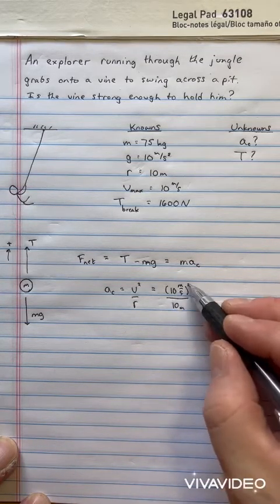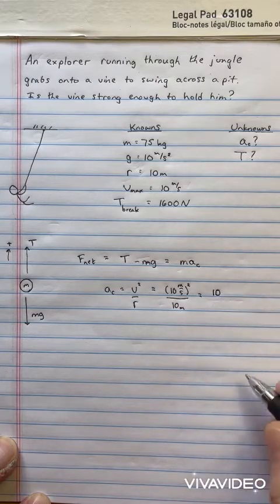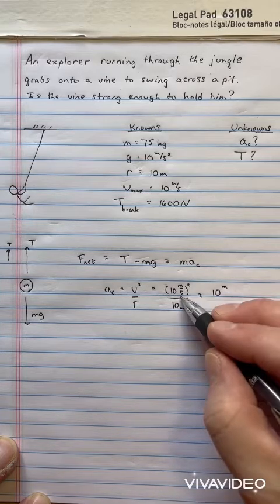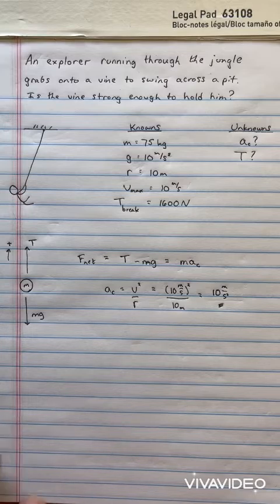Well, let's see here. 10 squared is 100 divided by 10. No, that's simple. That's 10. All right. Check your units. If you look carefully, meters squared divided by meters gives me a meter per second squared. So we do have the correct units for our acceleration.